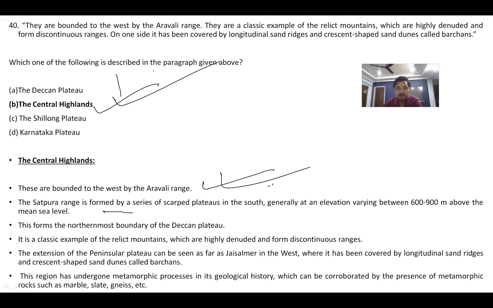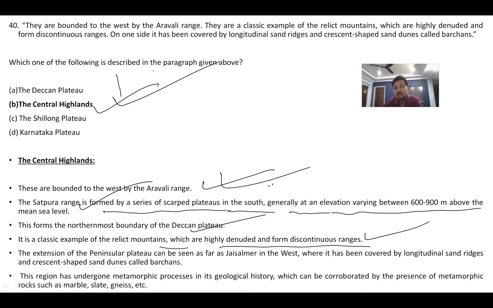The Satpura range is formed by a series of scarp plateaus in the south, generally with elevation varying from 600 to 900 meters above mean sea level. This forms the northernmost boundary of the Deccan Plateau, and this is a classic example of relic mountains which are highly denuded and form classic discontinuous ranges.